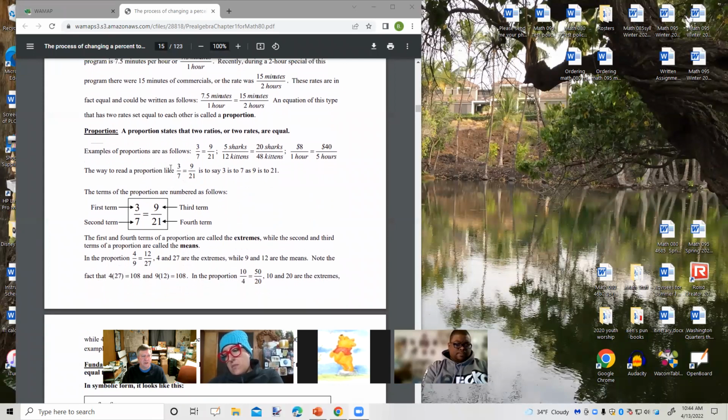So here's our definition. A proportion states that 2 ratios or 2 rates are equal. Examples of proportions are as follows.